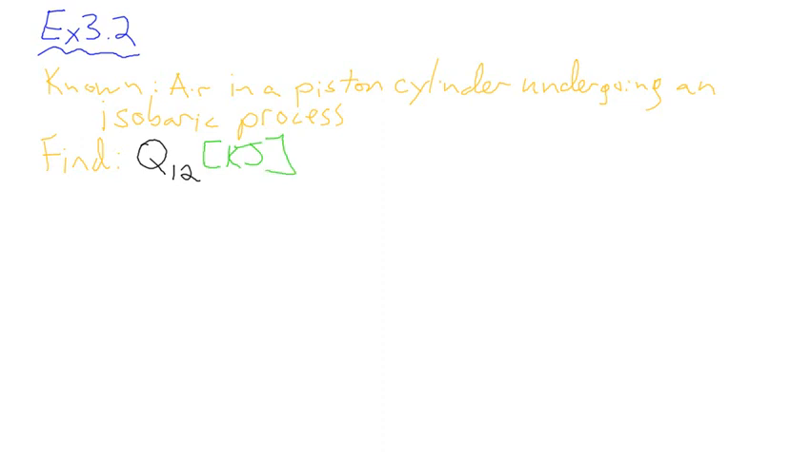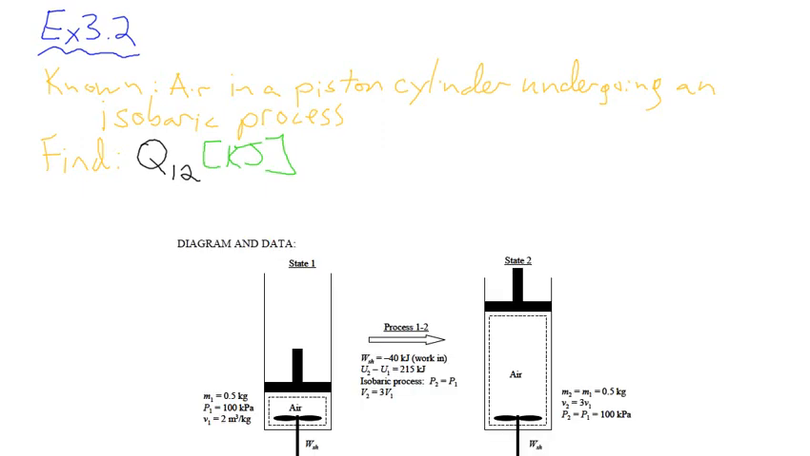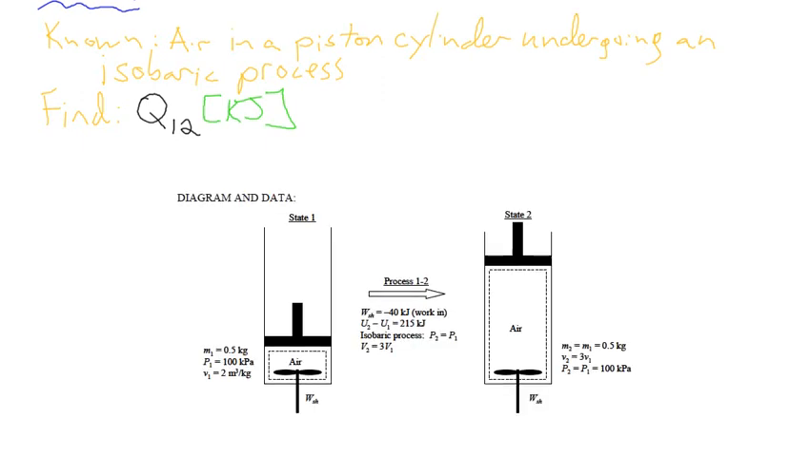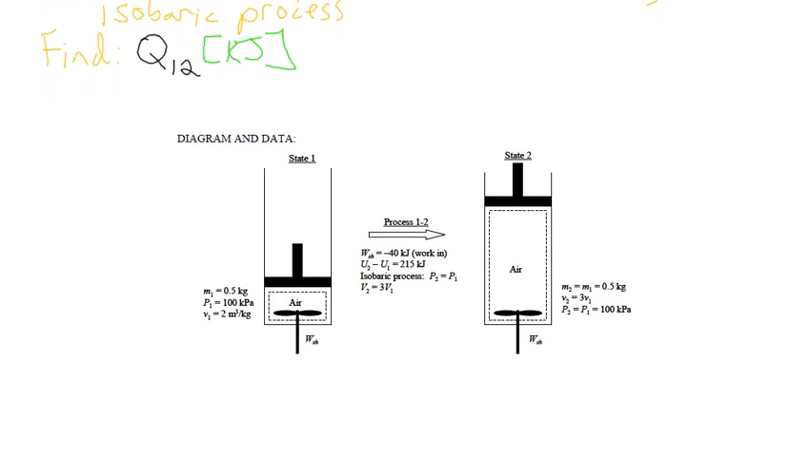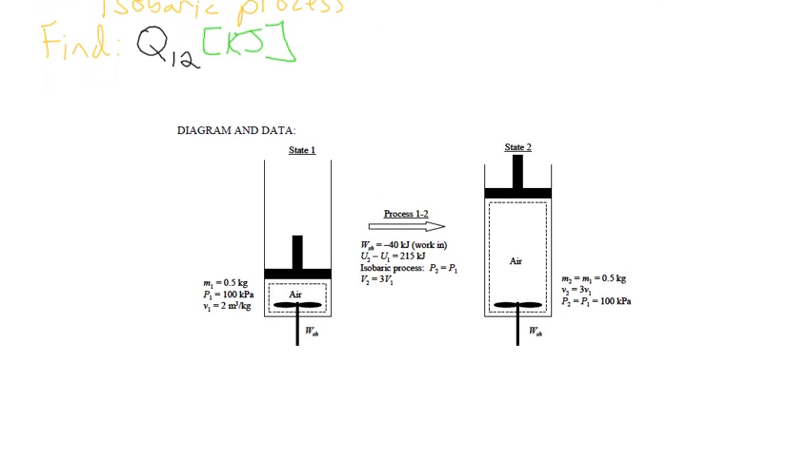Okay. Now let's look at this diagram and data we have here. I've already taken the liberty of putting this on. So here you can see all the information we have. We have the mass of the air in this closed system. We have the pressure. Initially and final, it's isobaric, so they're the same. We have the specific volume, and we noted that after the process, it's going to be 3 times as much.